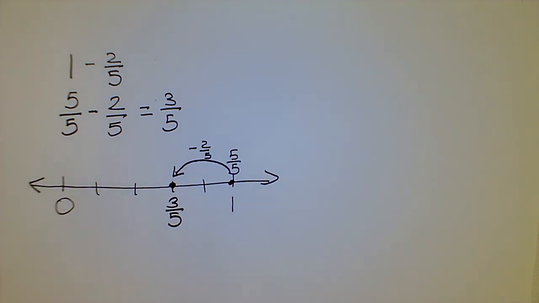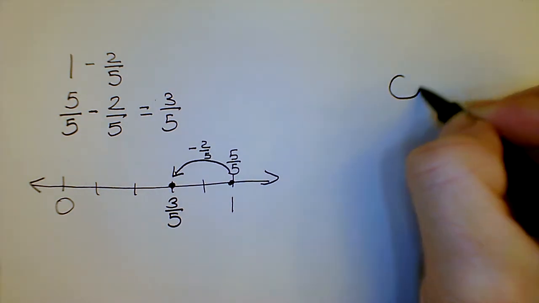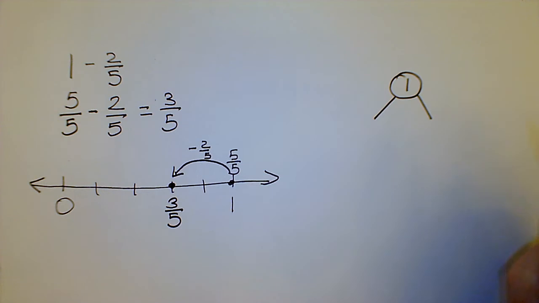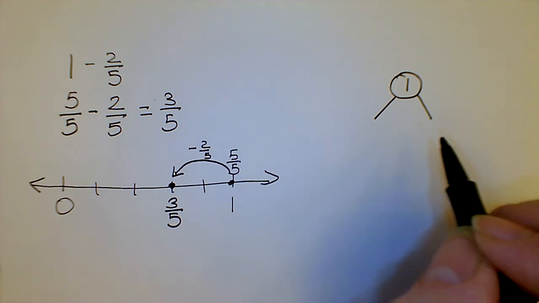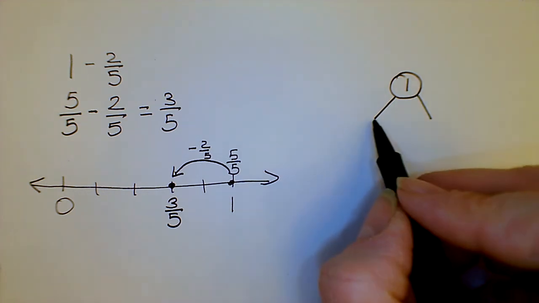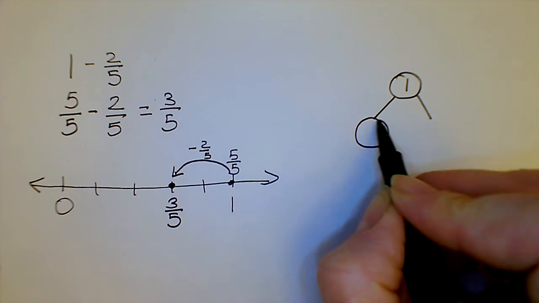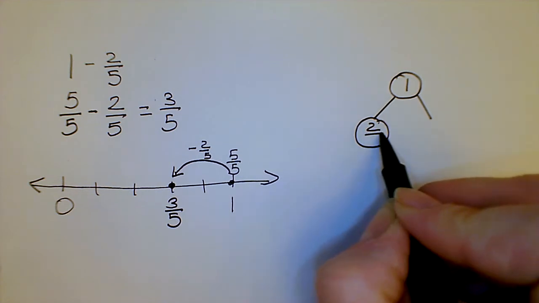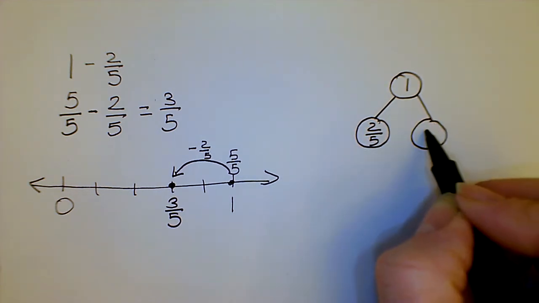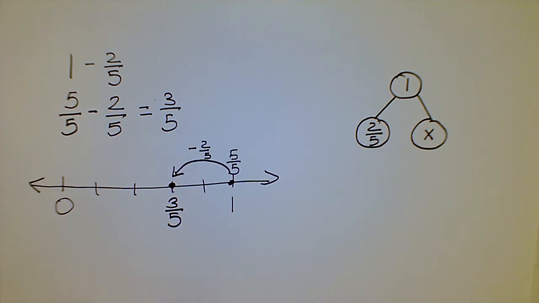Okay, so now what I want to do is show this using a number bond. So I'm going to have my 1 right here. And then I want to show the original problem, which was that I had 1, and I knew that I was taking away or subtracting one part of that, which is 2/5, and we were looking for the other part. So I'm going to put x there as the unknown. We often like to use x for that.